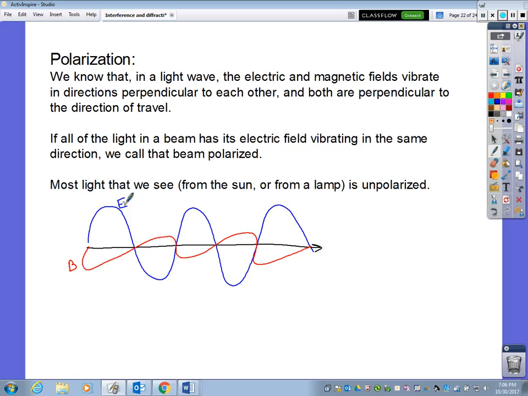But usually when we have light, not all the light is vibrating so that the electric field's vibrating in one plane, for example up and down, and the magnetic field is vibrating in the perpendicular plane, for example side to side, horizontal. Usually when we see light, for example coming from a lamp or the sun, there's some parts that have the electric field up and down, some have the electric field side to side, and some have it at random diagonal angles. We call that unpolarized light. That's most of what we see in our daily lives.